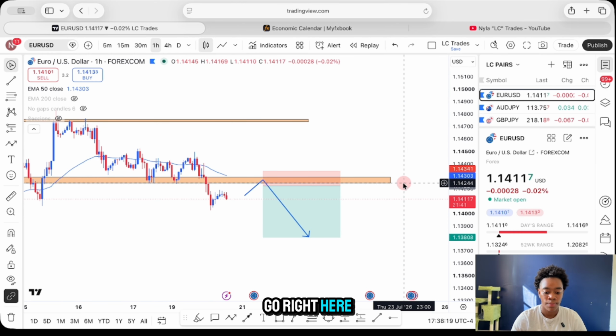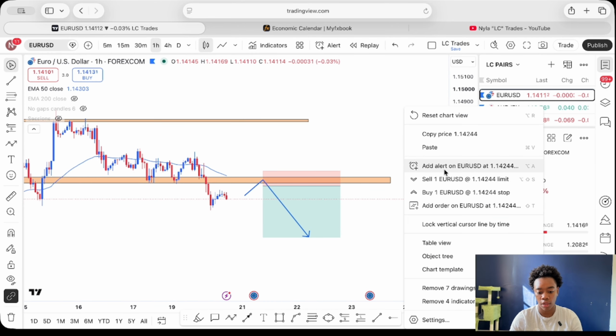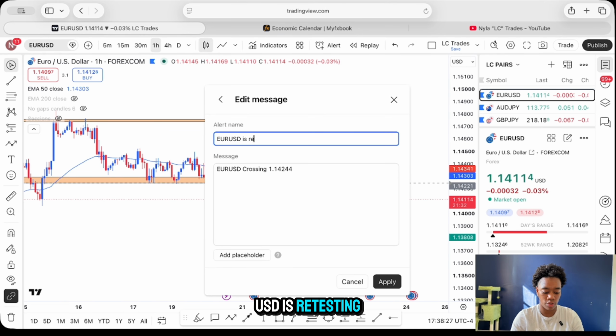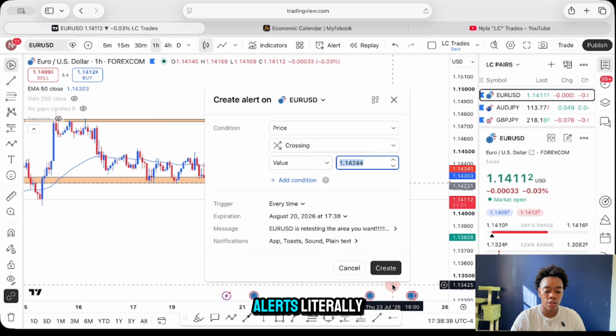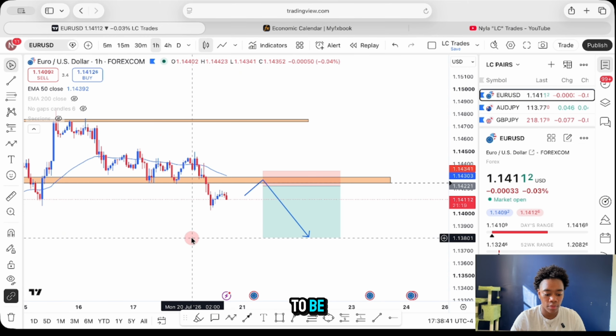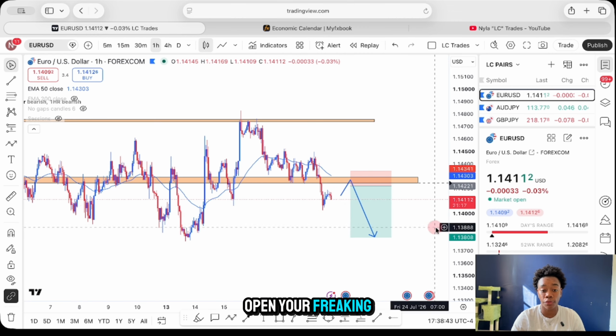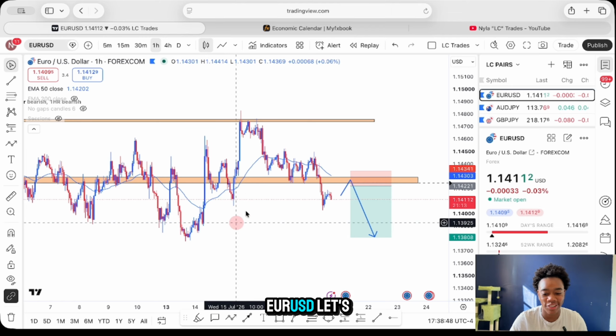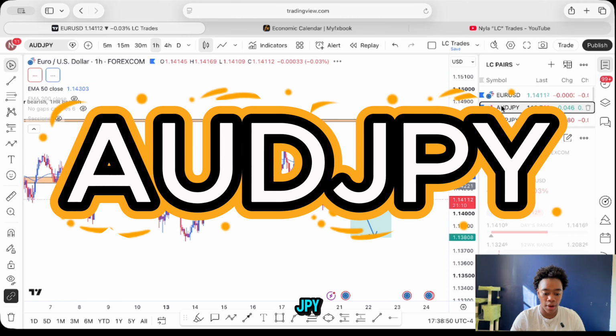So I'm gonna set an alert live right now with you guys and say EURUSD is retesting the area you want. All right, perfect. Your alerts literally can be whatever you want them to be. Honestly, anything that just makes you open your phone or laptop and look at it. So yeah, that's EURUSD. Let's hop into AUDJPY.